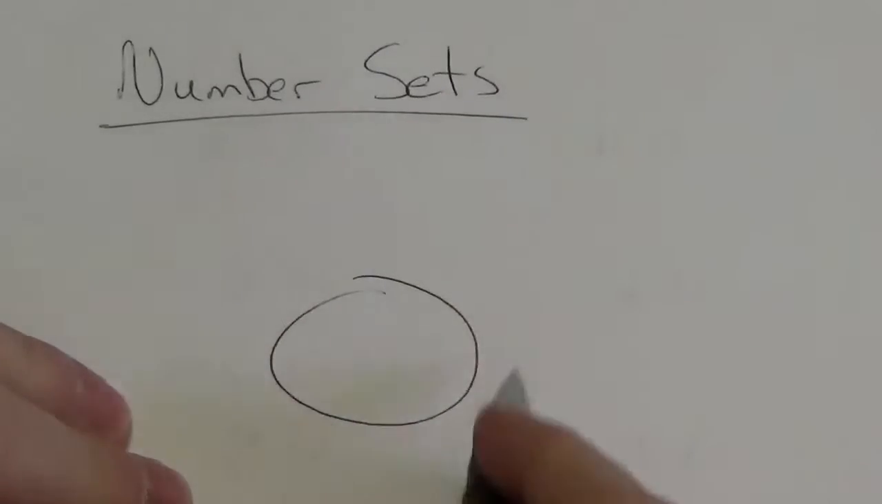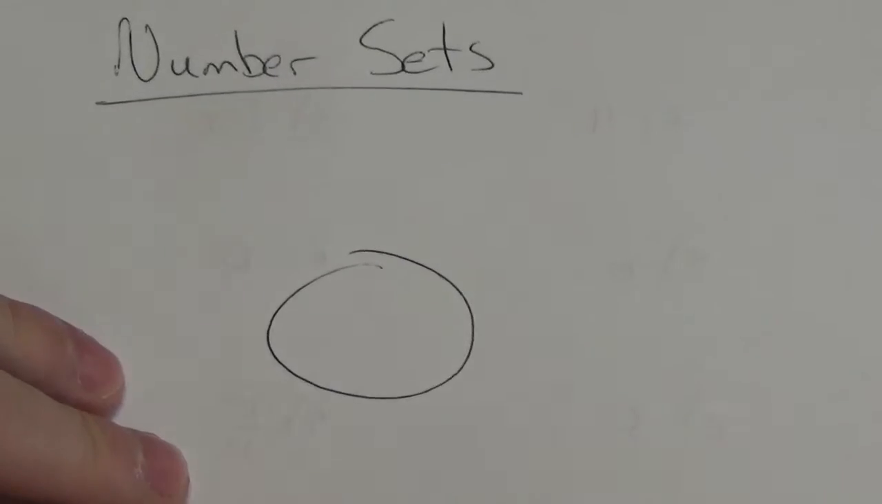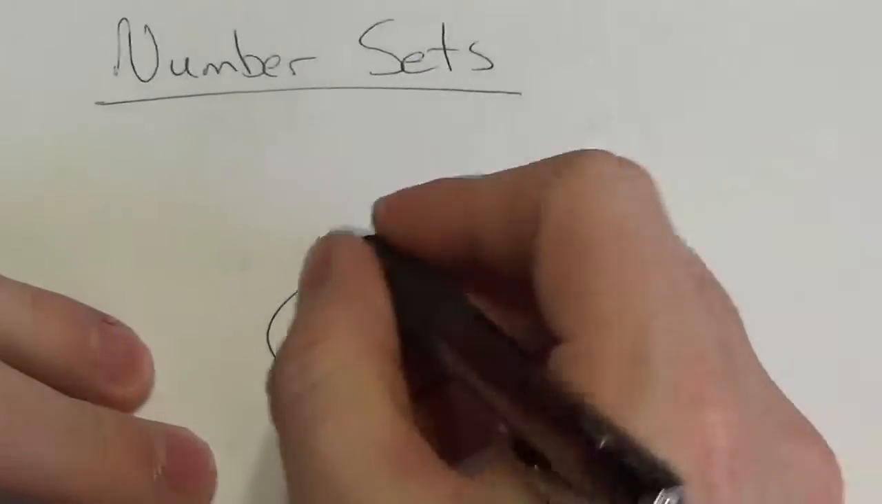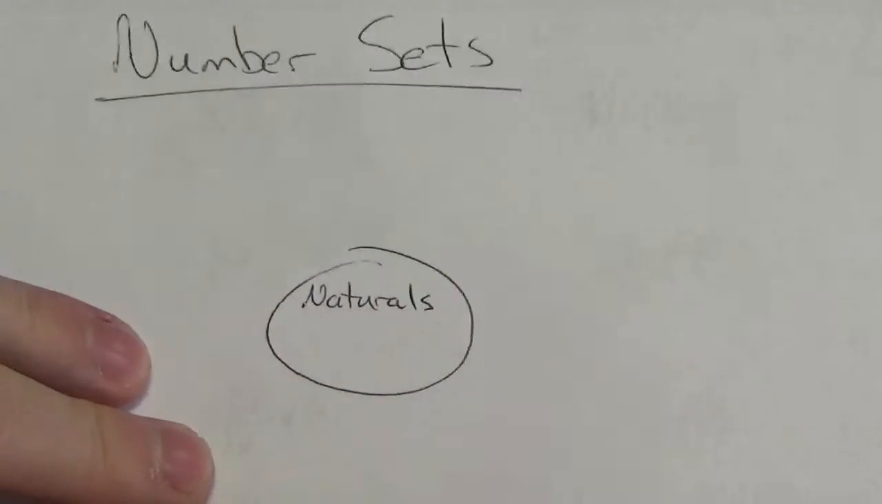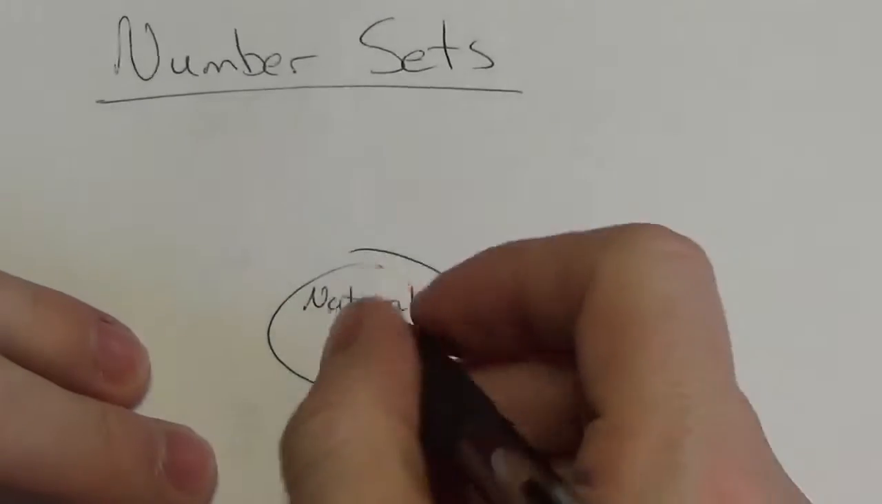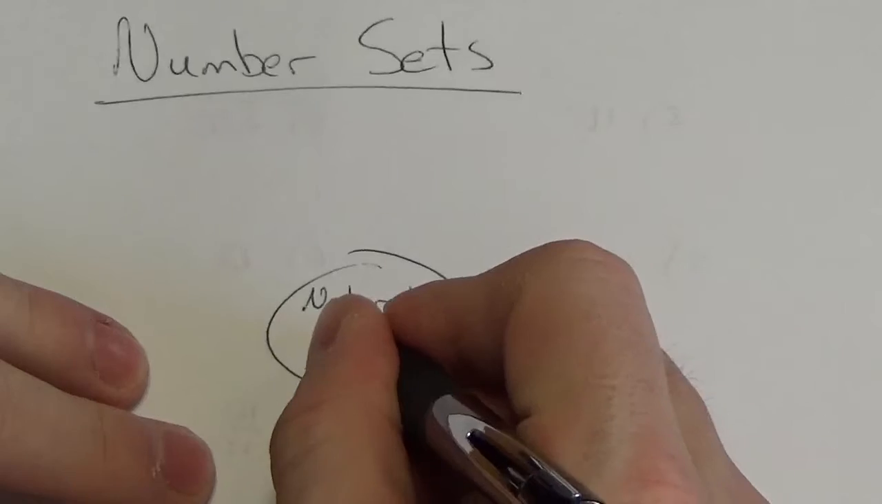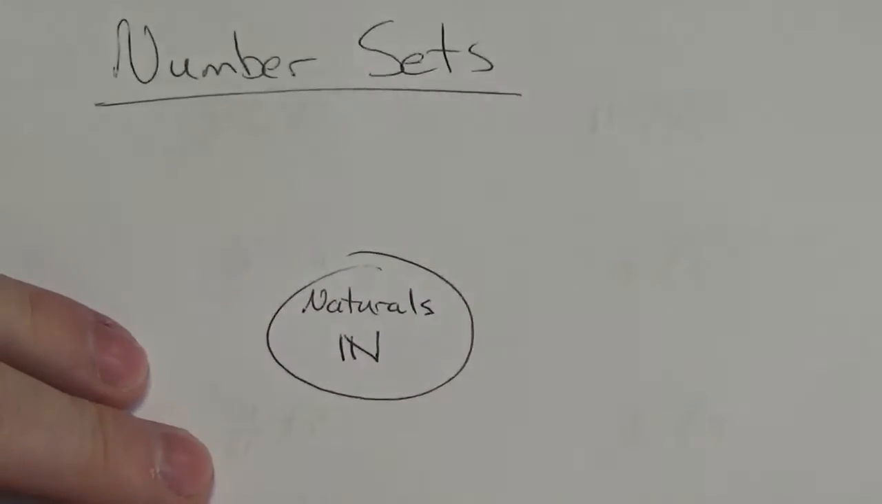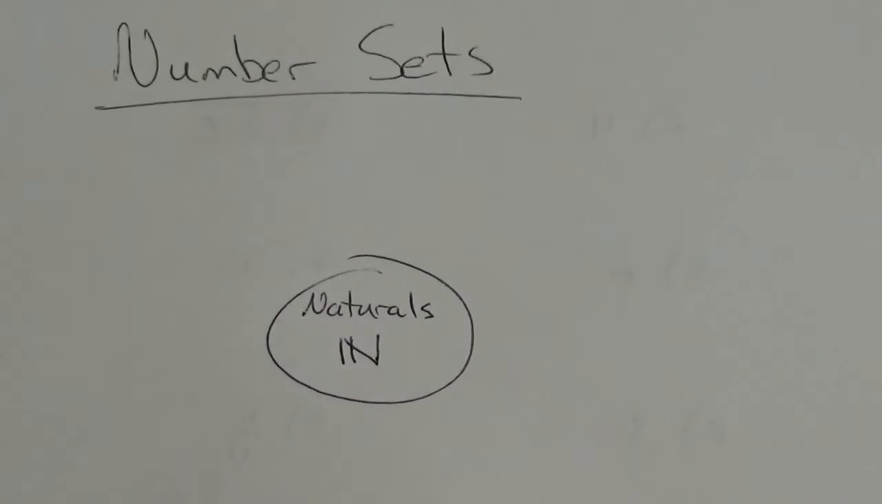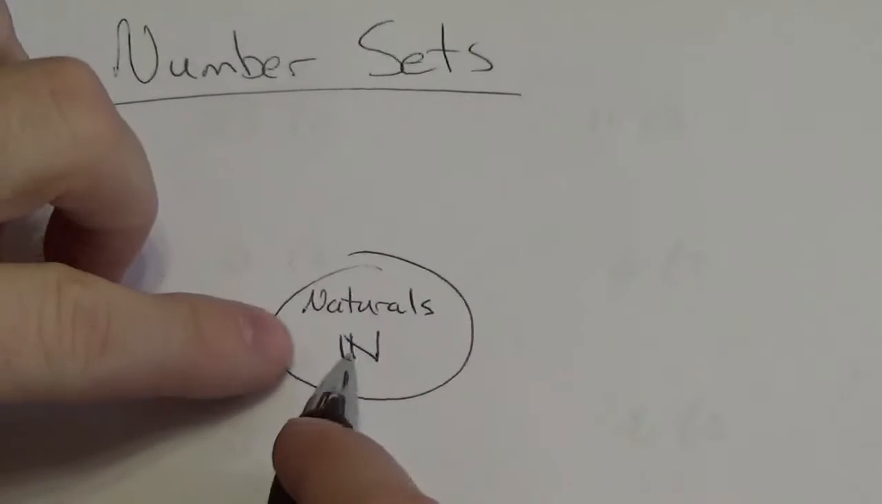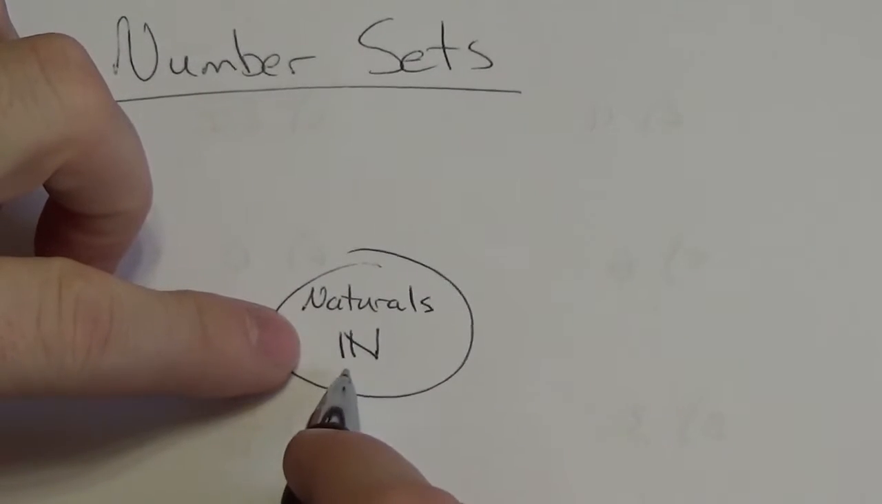This little circle here is going to represent the set of all of the natural numbers. These are the naturals. Now we use a little stylized N to refer to the natural numbers. When I use a letter to represent a set of numbers, you're going to often see this additional little line in there.